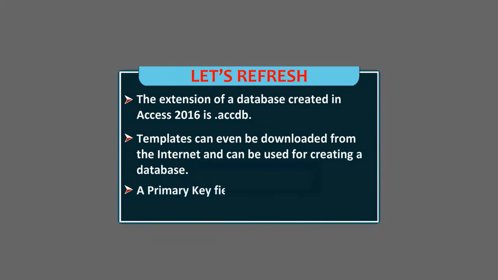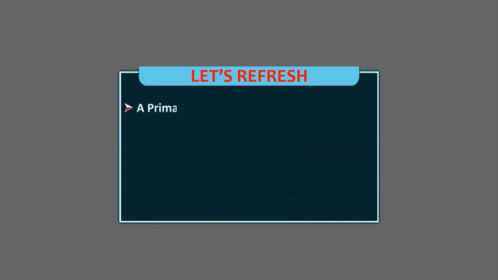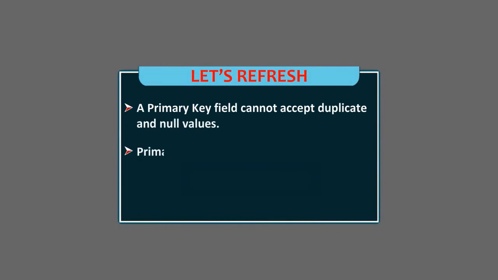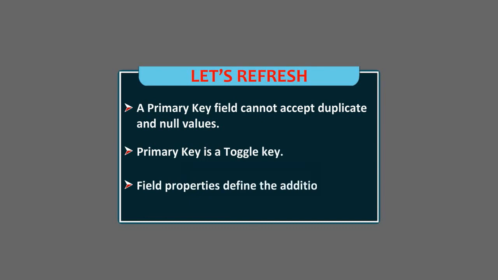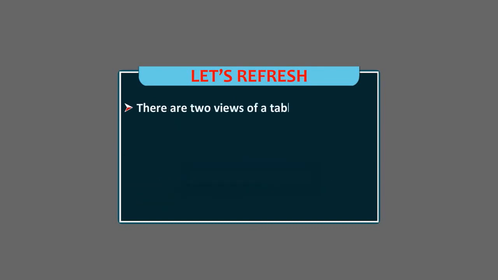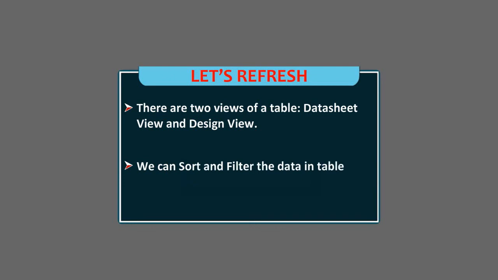A primary key field is a field that uniquely identifies rows, records of a table. A primary key field cannot accept duplicate and null values. Primary key is a toggle key. Field properties define the additional behavior of a field. There are two views of a table, datasheet view and design view. We can sort and filter the data in table using Sort and Filter feature.